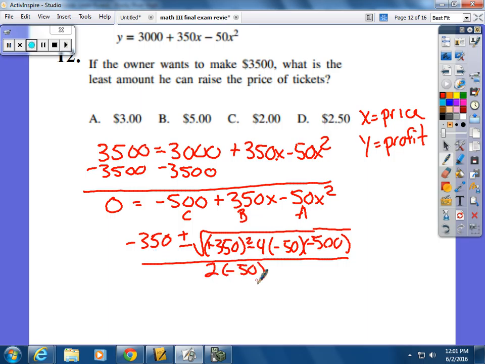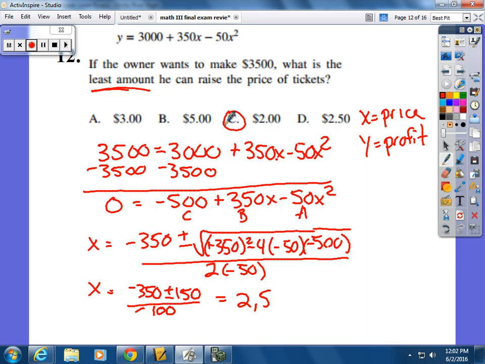Okay, everything simplified, it comes down to negative 350 plus minus 150 over negative 100. And when you do that, negative 350 plus 150 divided by negative 100, your answers are either 2 or 5. So what's the minimum you can charge? Because it asks the minimum, the least amount, it's going to be $2.